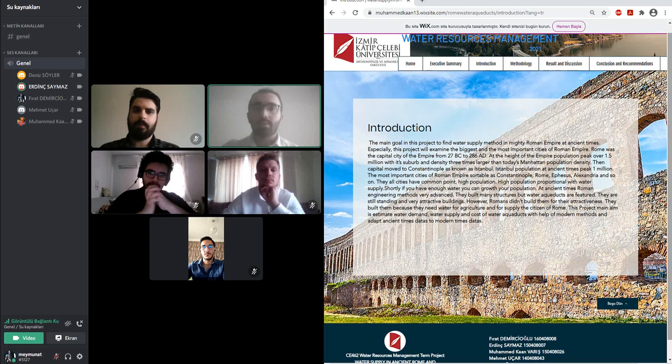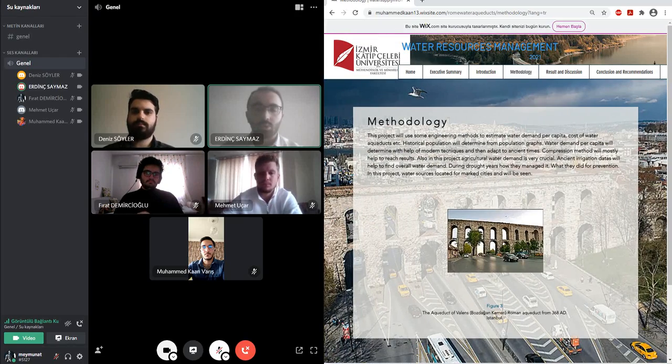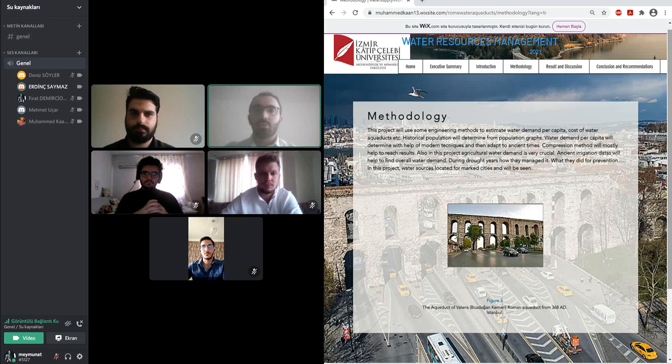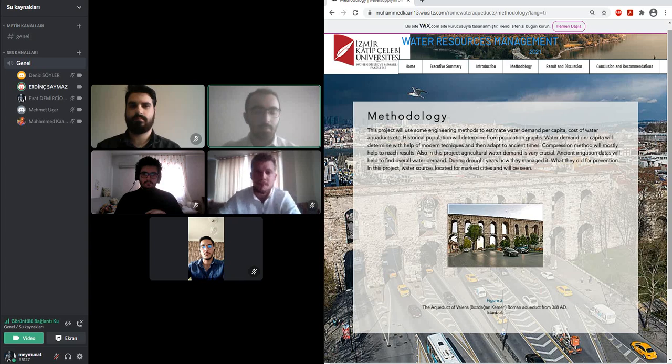Now the second part is methodology. This project will use some engineering methods to estimate water demand per capita, cost of water aqueducts, etc. Historical population will be determined from population graphs. Water demand per capita will be determined with the help of modern techniques and then adapted to ancient times. The comparison method will mostly help to reach results. Also, in this project, agricultural water demand is very crucial. In figure 3, we can see the Aqueduct of Valens from the Roman Empire.